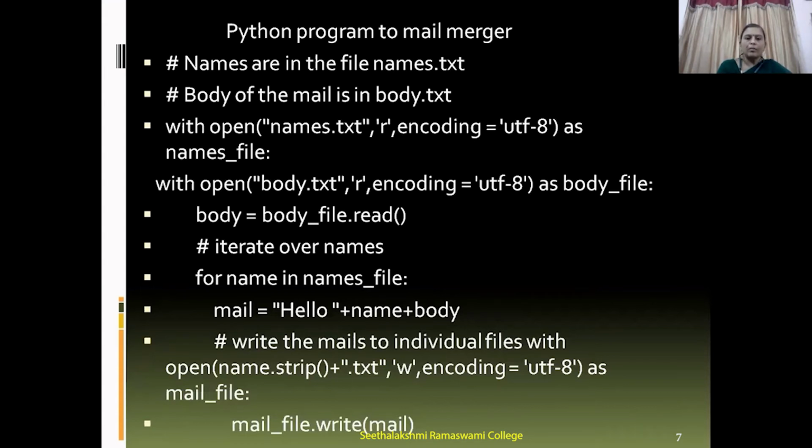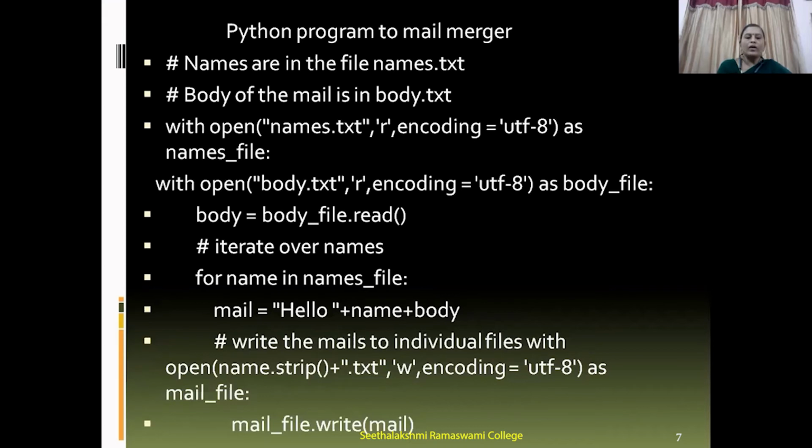So what the program actually does is, the same message will be sent to so many persons, that is, so many mail IDs. So the same body of the message is attached to each and every mail ID. That is the purpose of this program. So with open body.txt, it is stored as body file. Now this body file is read, the message is read, and it is stored in the variable body.